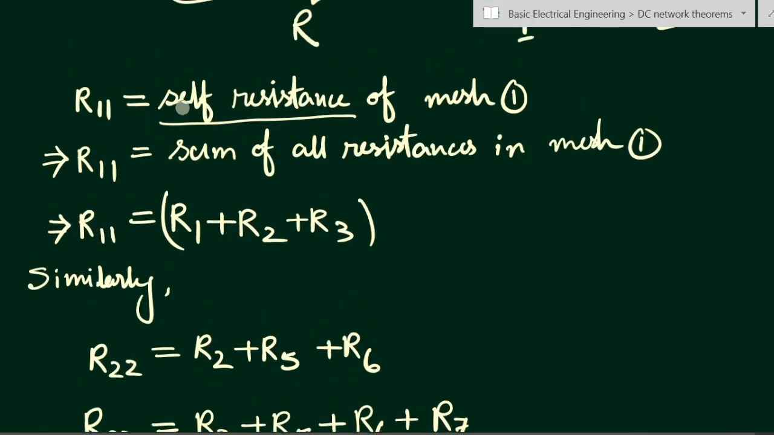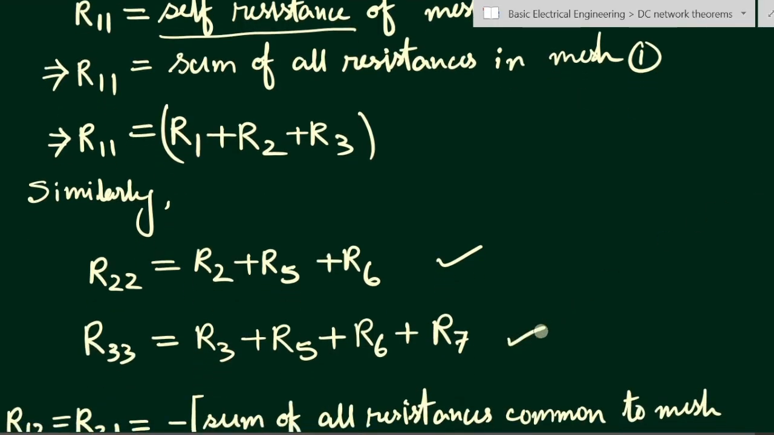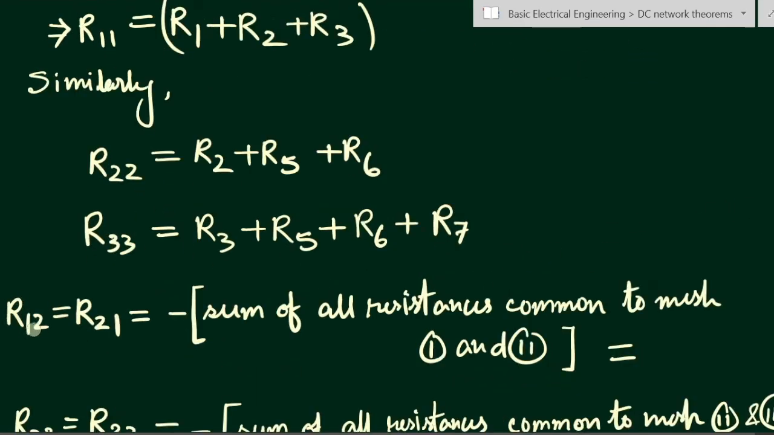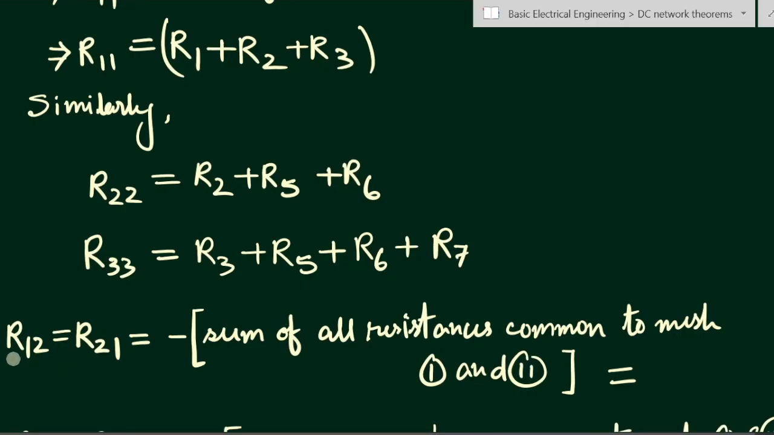In the first part we have seen self resistance of mesh 1, so R22 is the self resistance of mesh 2, and R33 is the self resistance of mesh 3. R12 is equal to R21 and it will be equal to the minus of the sum of all resistances common to 1 and 2. R12 means the resistance of the first loop with respect to the second loop. That means whatever be the resistances that are common to both the meshes 1 and 2, that will be the value of R12.